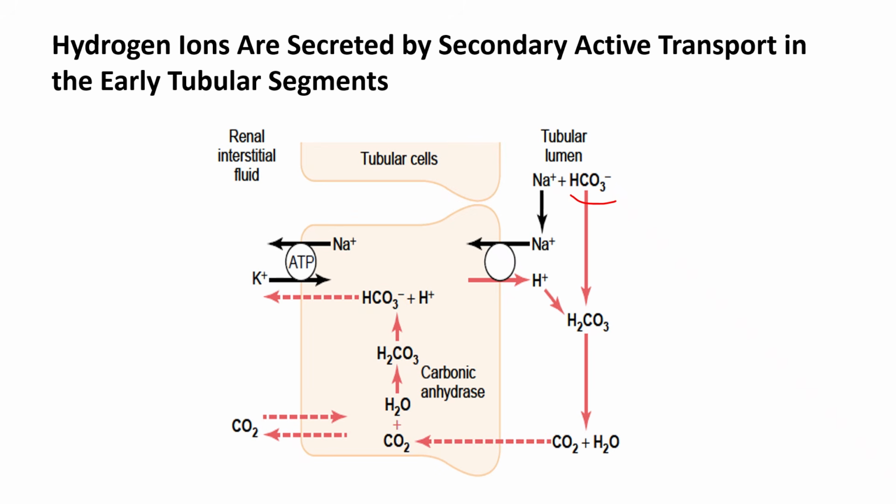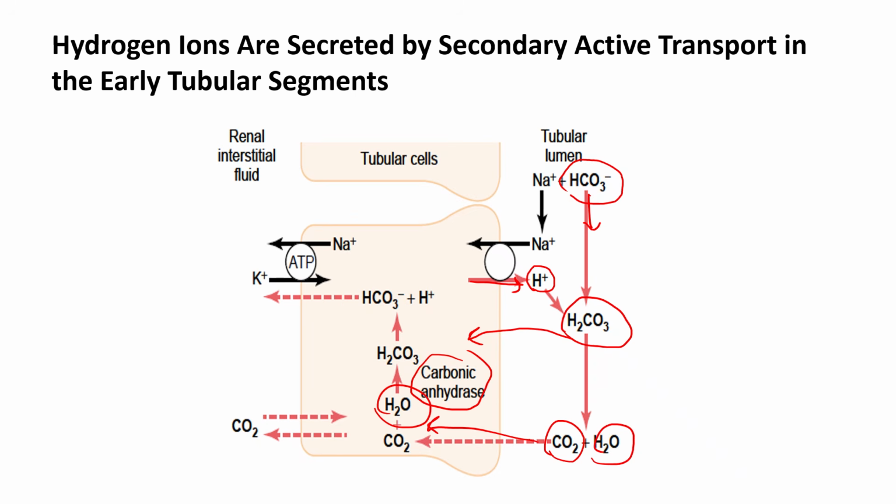Okay, so now the bicarbonate is filtered into the tubular lumen. This bicarbonate will be united with H plus to form carbonic acid. This carbonic acid can't cross the luminal side membrane, so it dissociates into CO2 and H2O. The CO2 crosses, fuses with H2O with the help of carbonic anhydrase, again forms carbonic acid which dissociates into HCO3 minus and H plus. So this HCO3 minus is reabsorbed and H plus is secreted out. So for every bicarbonate that is reabsorbed, we get one H plus secreted.